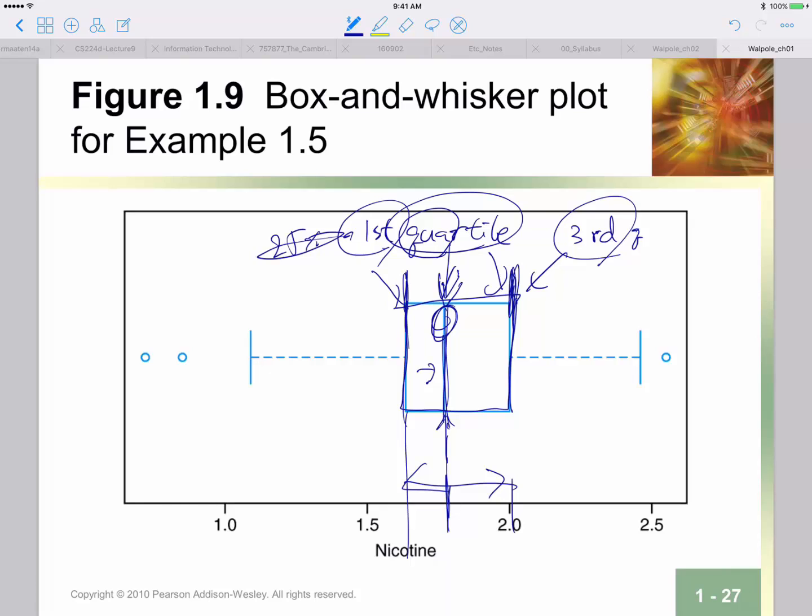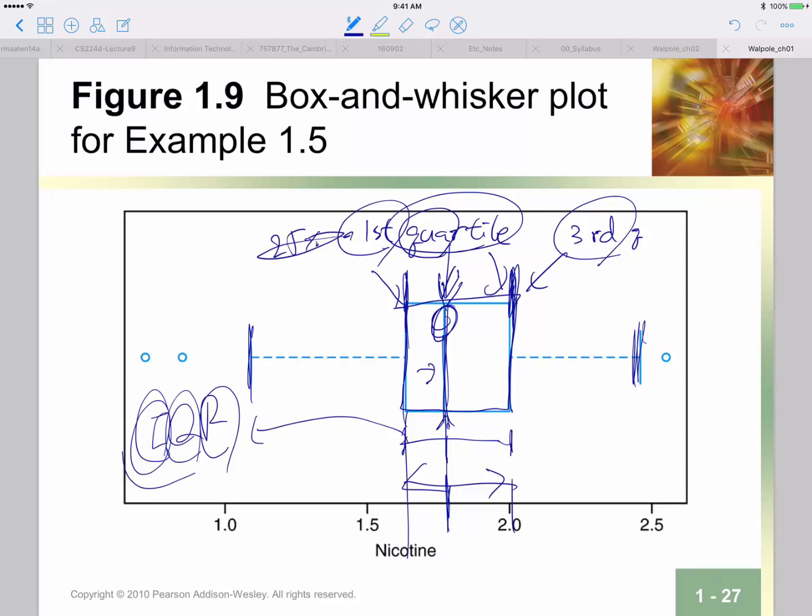Okay, and then these values. Oh, okay. So this range is called IQR, the interquartile range. Okay, interquartile. Inter means in the middle. So that way we call that IQR. I don't know how important it is, but that's what this book says. But anyways, and this line.